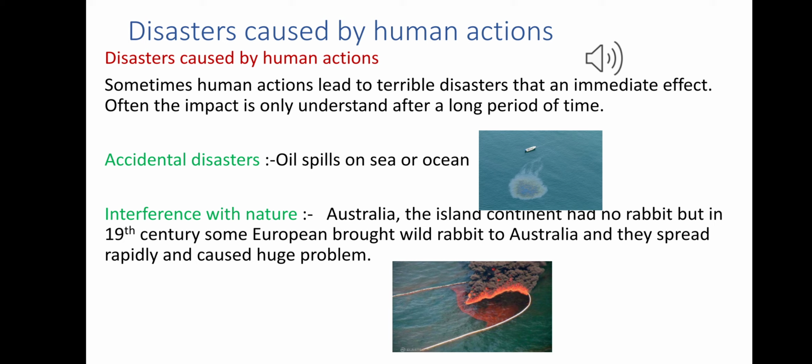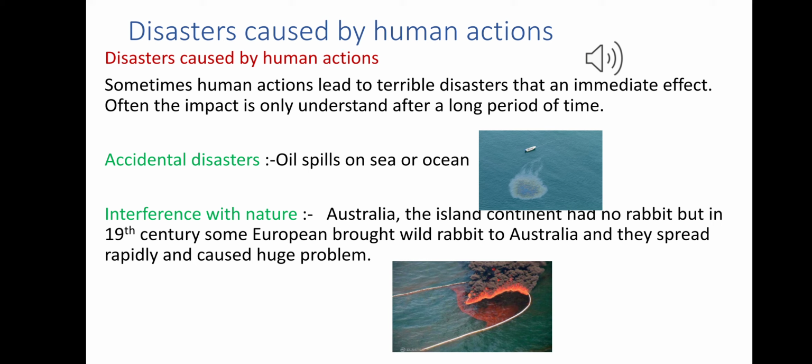Another is interference with nature. Interference with nature means sometimes people do not realize what the effect of their actions could be, and they interfere with the natural chains of life.